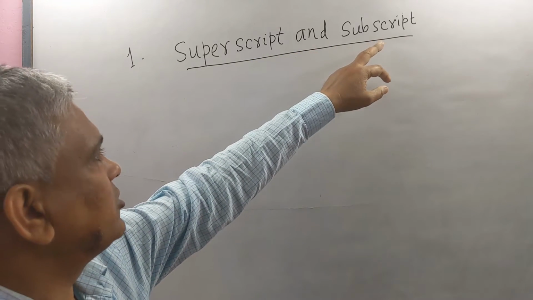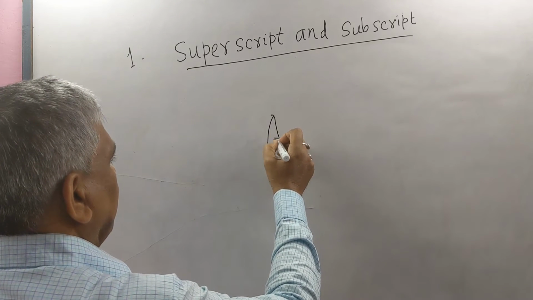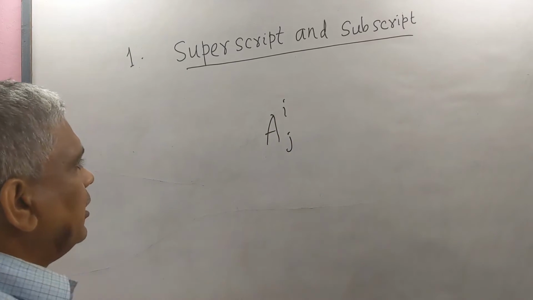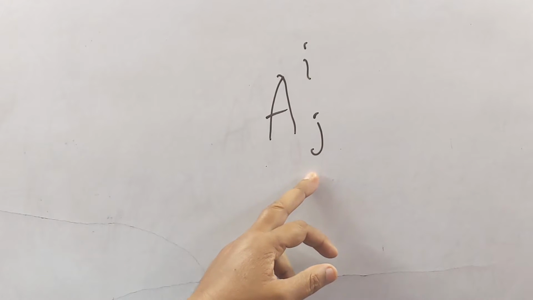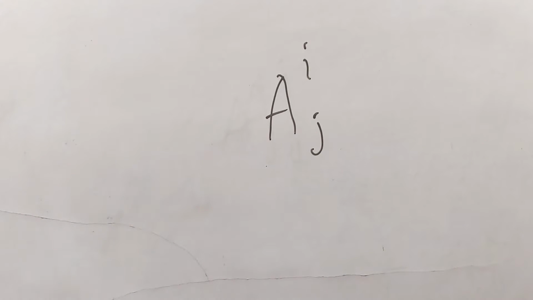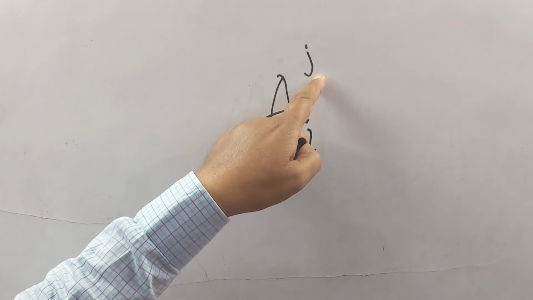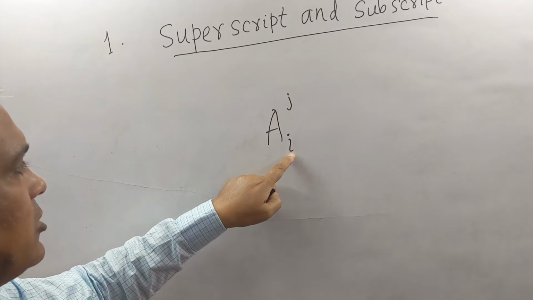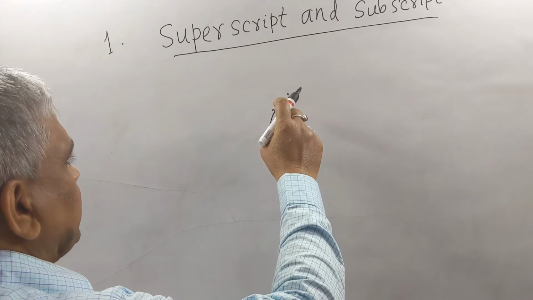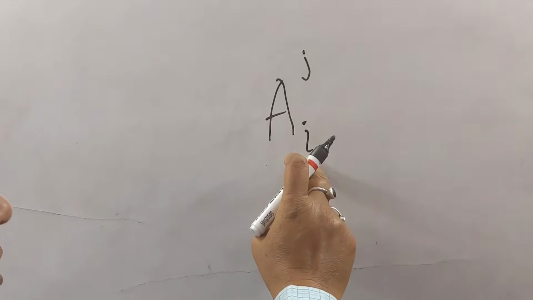superscript and subscript. In a term A_ij, the index i is called superscript and j is called subscript. Again, in another term A^j_i, the index j is called superscript and the index i is called subscript. That is, superscript is at the upper position and subscript is at the lower position.